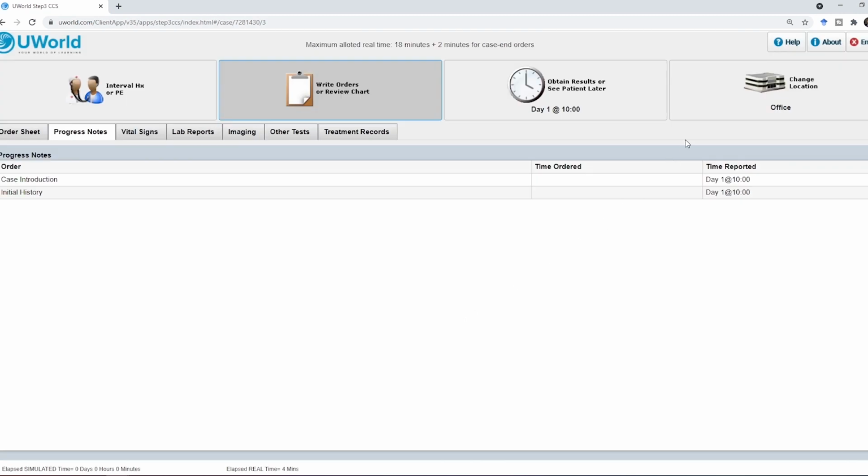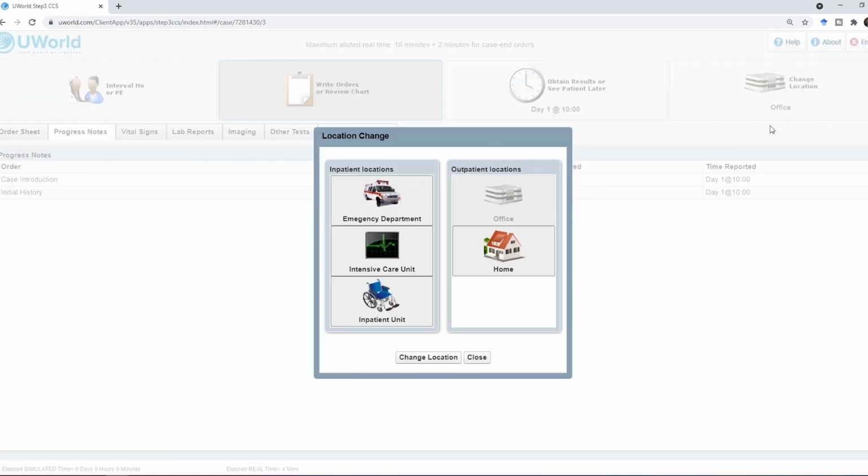Now let's go to the locations. So current location is the office, and you can see here there is the home, emergency department, intensive care unit, and inpatient. Patients generally present to the office or emergency department. If the patient is in the office, you can either send them home if there is nothing that requires admission, or send them to the emergency department if this is something urgent, or admit them to the hospital. If the patient is in the emergency department, you can either admit them to the hospital, ICU, or inpatient, or discharge them home based on the case.